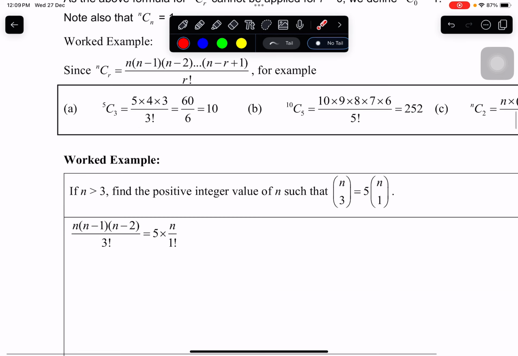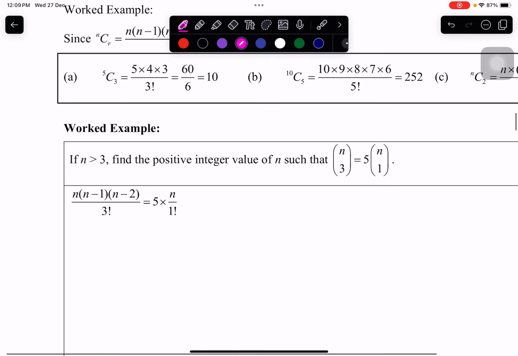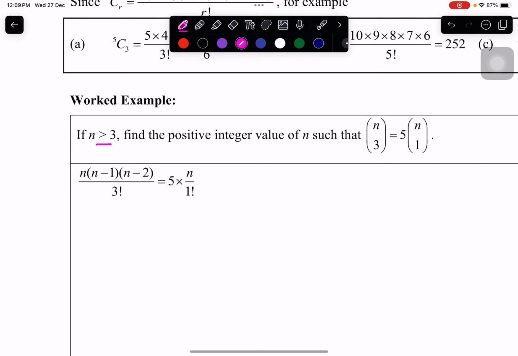I'm going to try out the last worded example for this video. I have an equation that says n choose 3 is equal to 5 times n choose 1. So n must be greater than 3 in this case. By writing out the definition of n choose r, just now I said that if the smaller number here is 3, the denominator will be 3 factorial, and the numerator of the fraction will have 3 terms. Do you see that? I start off with the letter n, and each subsequent term is one less than the previous.